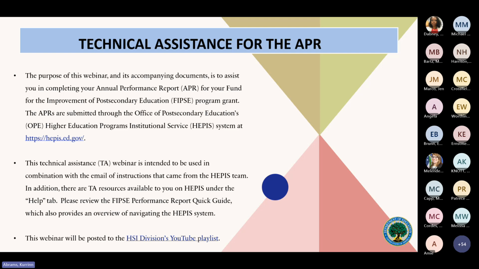This webinar is intended to be used in combination with the email of instructions that came from our HEPA's team, in addition to any technical assistance resources that are available to you on the HEPA's website under the Help tab, which includes a wonderful FIPSE performance report quick guide that HEPA's put together, and that provides an overview of not only the report, but navigating the HEPA system. There's some very helpful login information on, I believe it's the third page of the document. And again, this webinar will also be posted to our HSI Division YouTube playlist, so you can always refer back to this recording, and then we will also send out the slides.